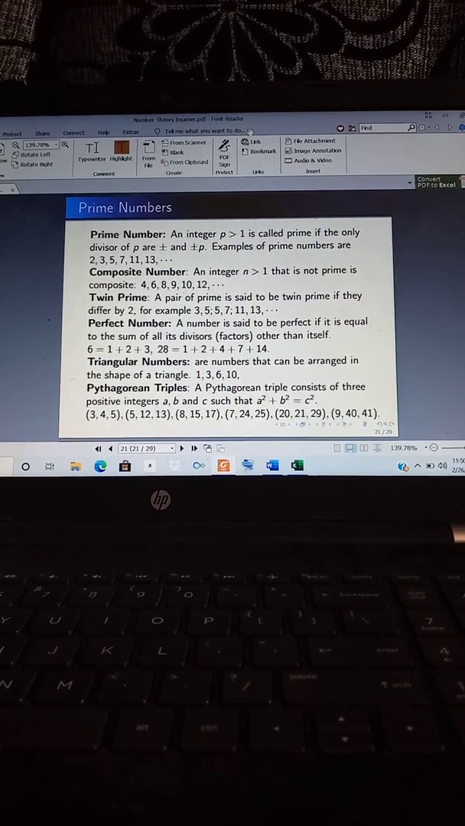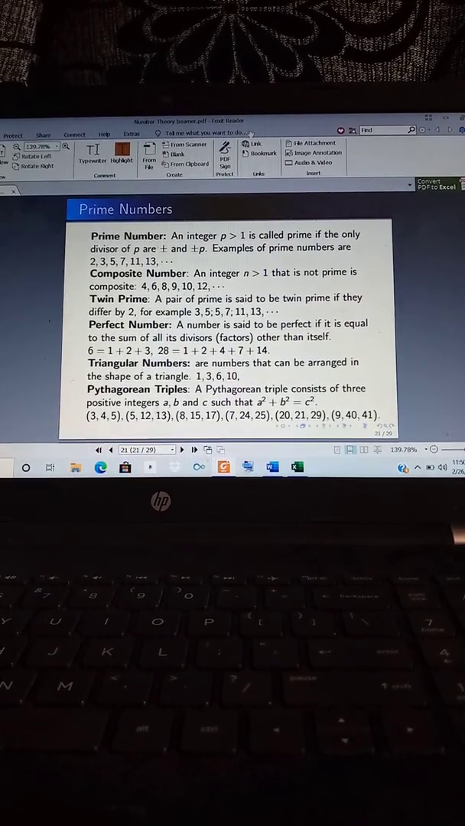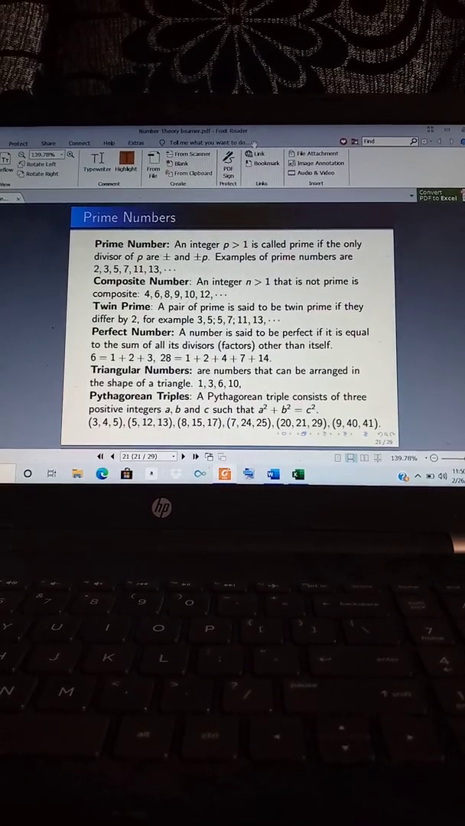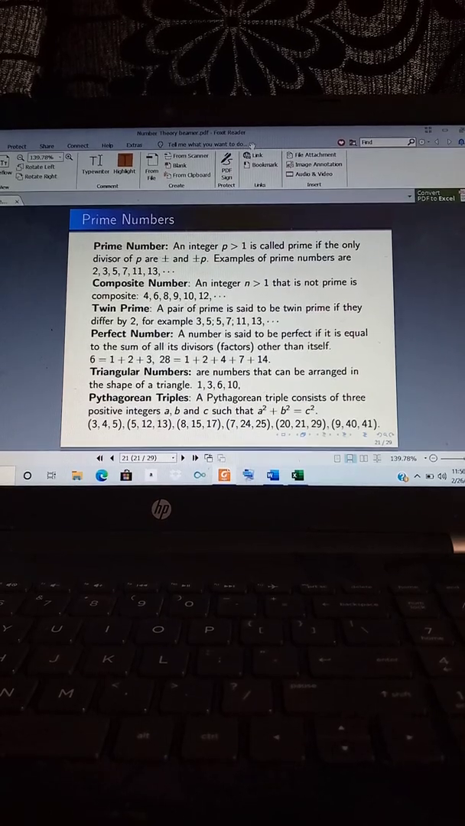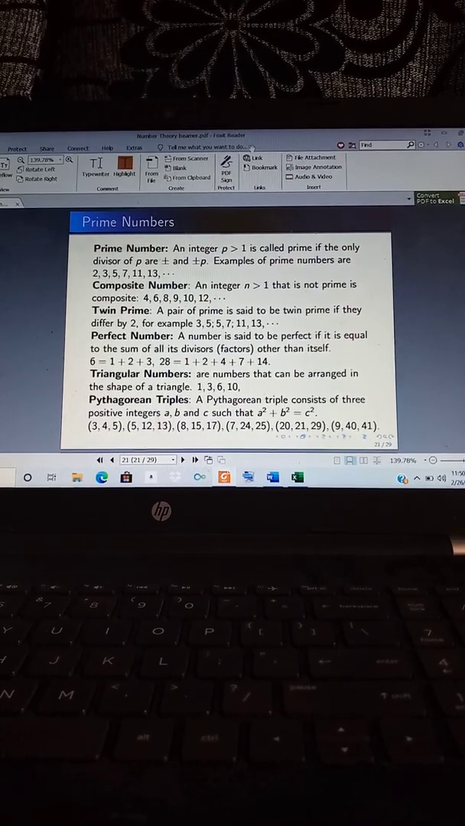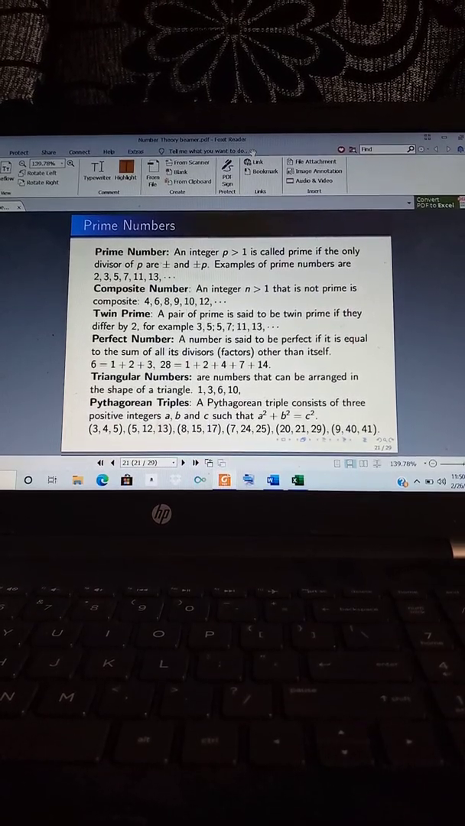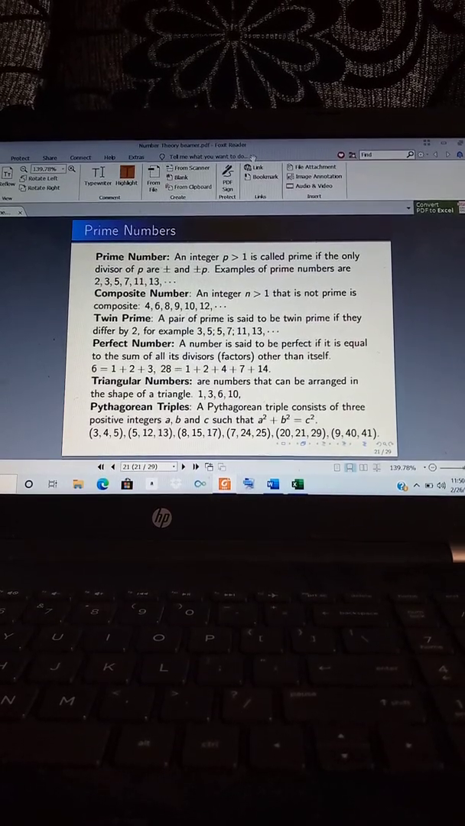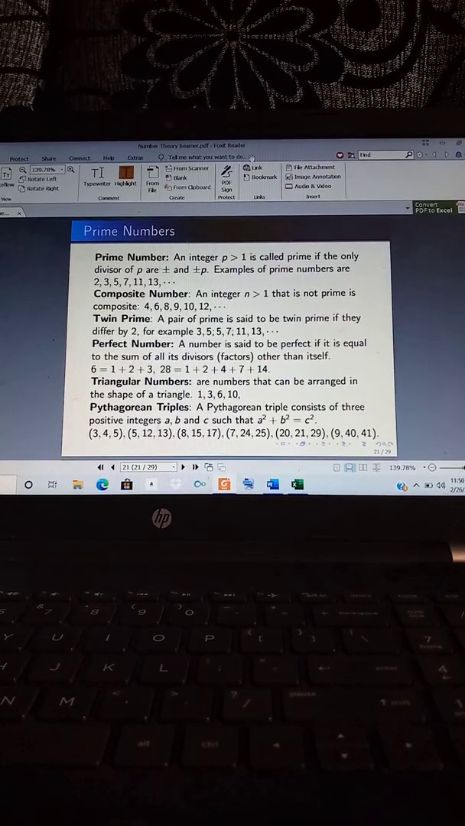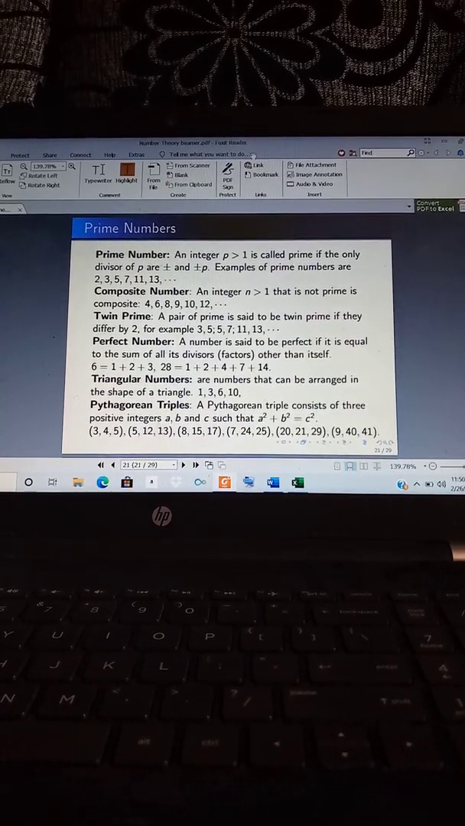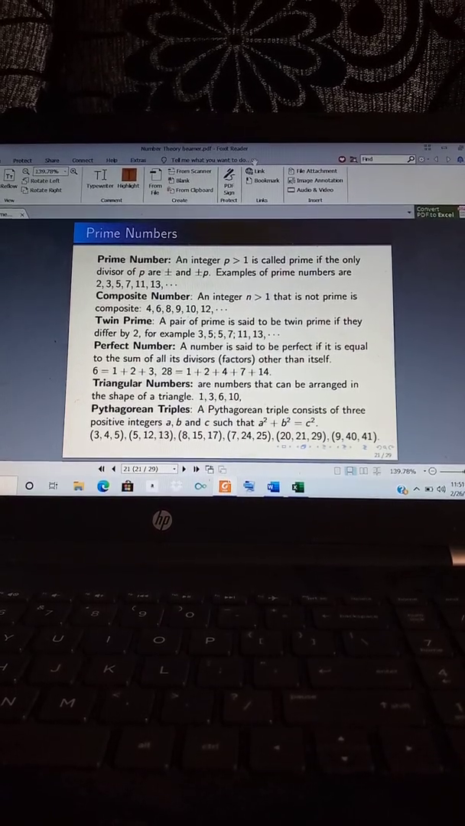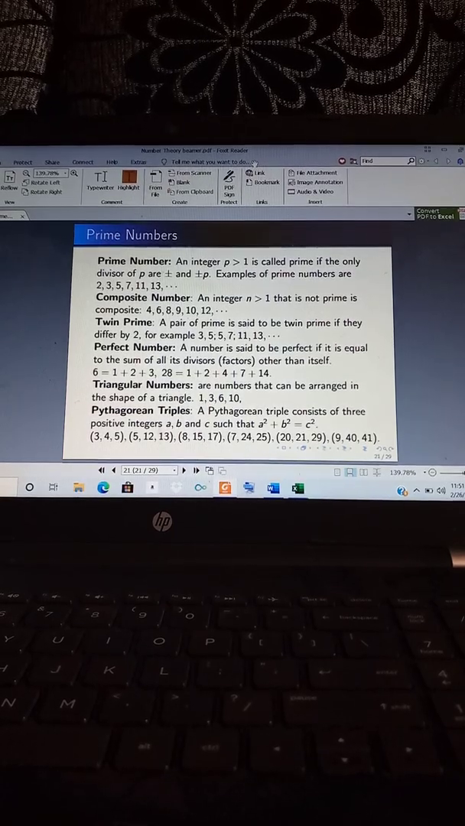A natural number p is said to be prime if p is greater than 1 and whenever p equals ab holds for some natural numbers a and b, we either have a equals p, b equals 1, or a equals 1, b equals p. In other words, p is prime if its only factors in the natural numbers are itself and 1. Examples of prime numbers are 2, 3, 5, 7, 11, 13, 17, 19, and so on.